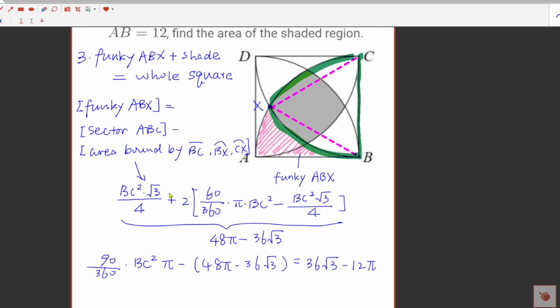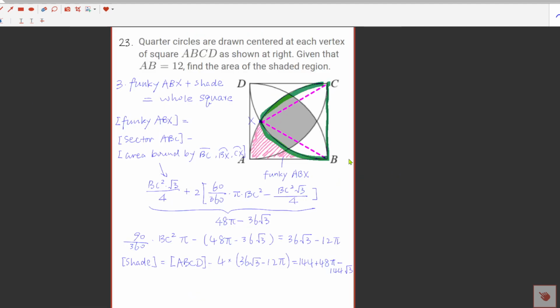The area of the shaded region then equals the square ABCD minus 4 of the funky area ABX, which is 4 times 36 square root 3 minus 12 pi, and then eventually we'll get 144 plus 48 pi minus 144 square root 3. Did you get it? So have a look at the solution here. Any questions, just let me know, okay?